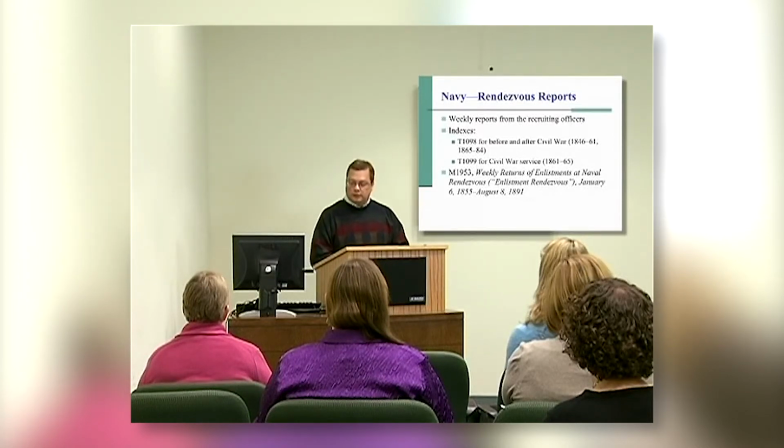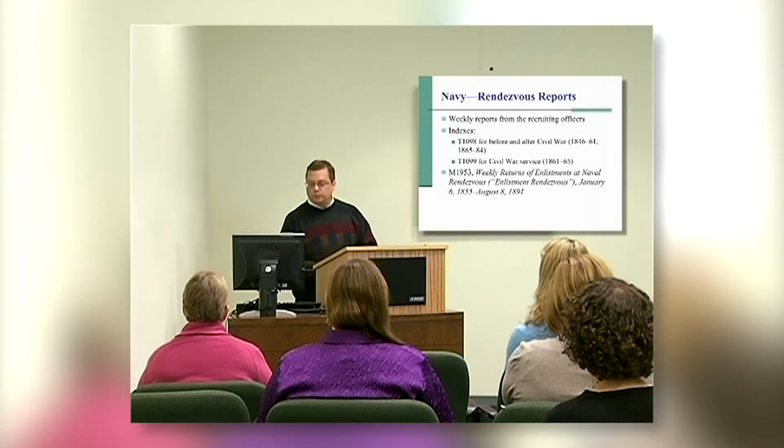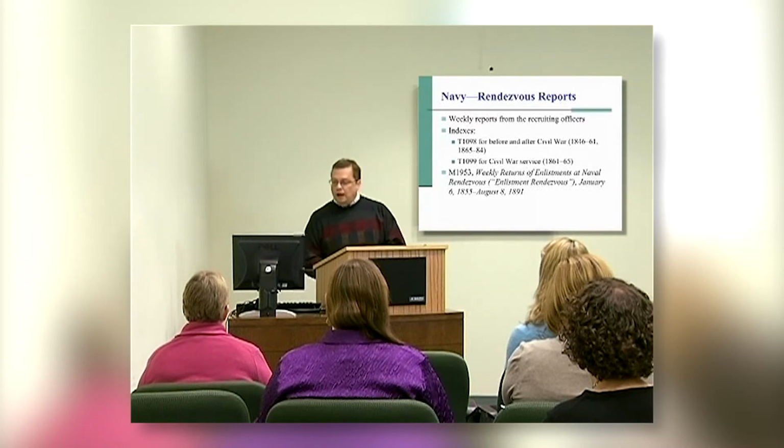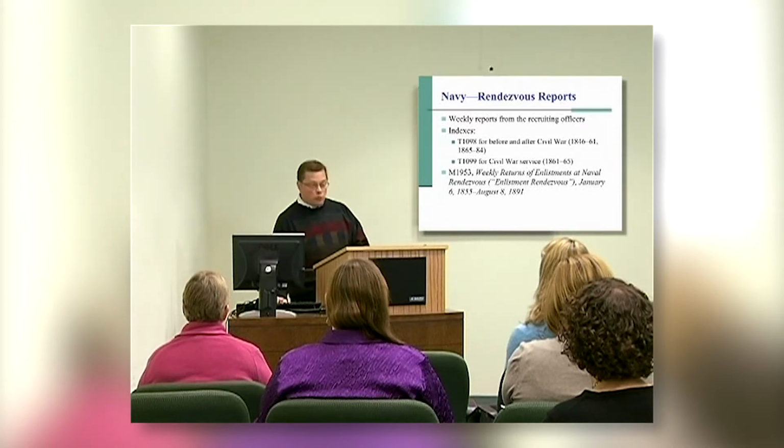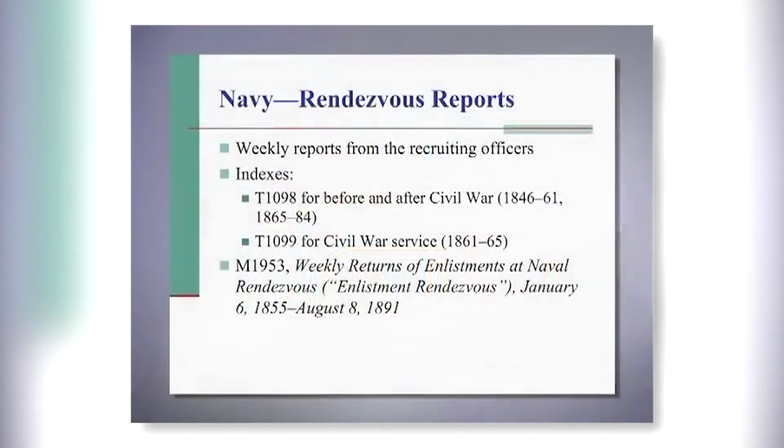Now, the Navy equivalent of the Register of Enlistments were the rendezvous reports. These were the weekly reports that were compiled by recruiting officers in the Navy. The records that we have available begin with the Mexican War and go to the early 1890s. There are 2 separate indexes that are available for the rendezvous reports. They're both on microfilm. The one publication is T-1098, which includes rendezvous reports for before and directly after the Civil War, from 1846 to 61 and from 1865 to 1884. The other index specifically covers Civil War service, and it's microfilm publication T-1099, covering the years 1861 to 65.